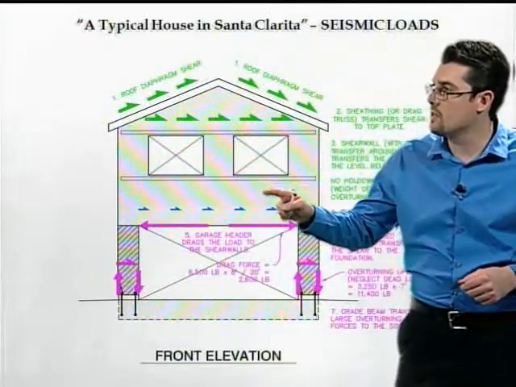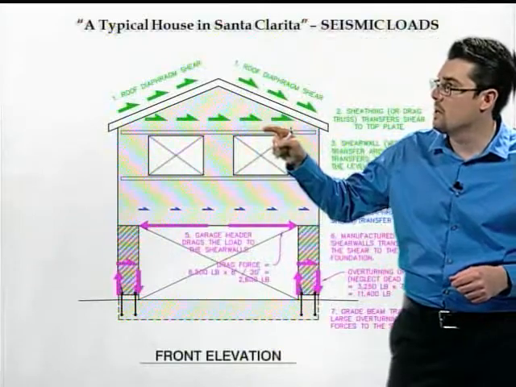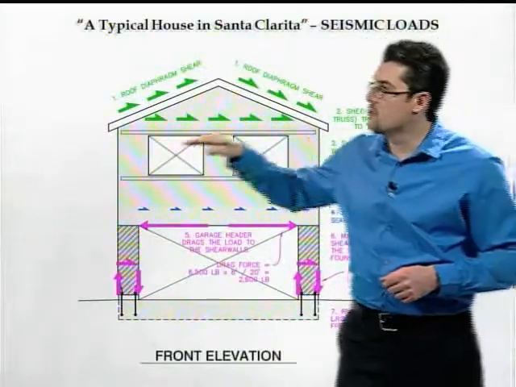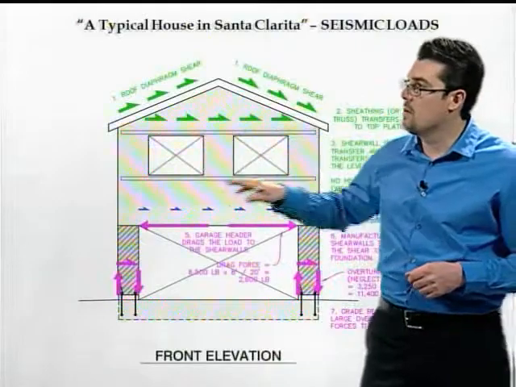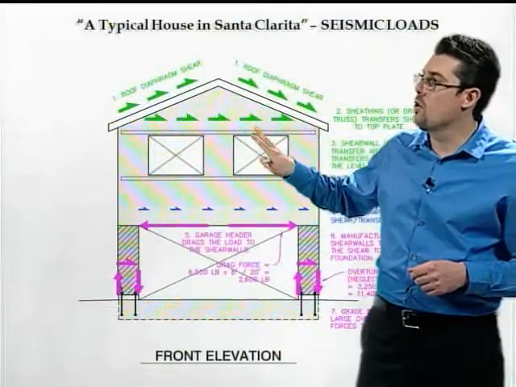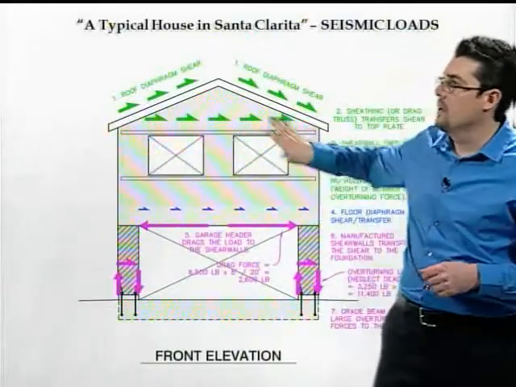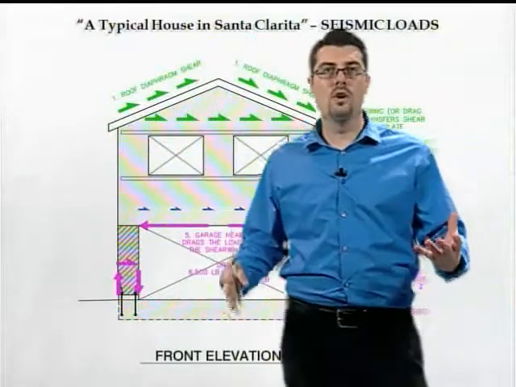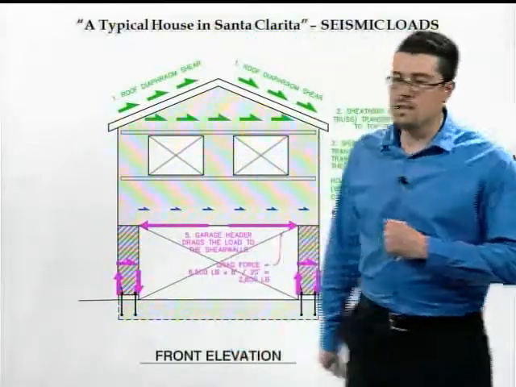So you notice it's all hatched. I've got plywood here in the middle, plywood here, and then I've got these steel straps above and below the openings. So this whole wall here acts like one wall. So what does that get us?